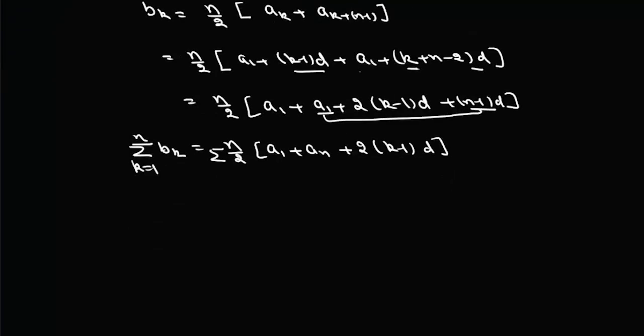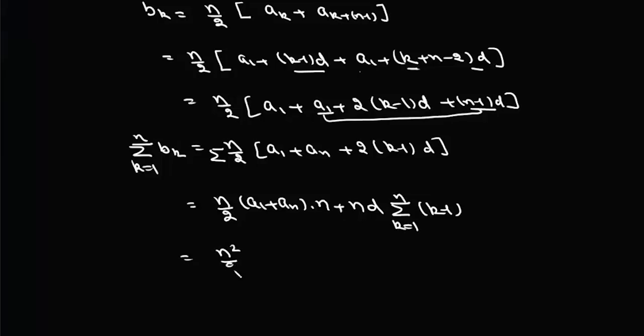Now if we take this summation, we can write this summation Bk as n by 2 into A1 plus An into n, since it is a constant term, plus, and then we'll multiply this n by 2, so we'll have this nd, and then summation k minus 1 where k varies from 1 to n, so it will be this n square by 2 into A1 plus An, and here will be this nd, and this series is 0 plus 1 up to n minus 1, which is n minus 1 n by 2.